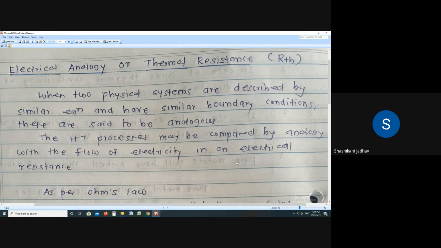Now compare these two physical systems. One is the electrical system and one is the heat transfer system. So current is similar to what? Current is flowing, heat is also flowing. So current is analogous to the rate of heat transfer. Similarly, current is flowing because of the potential difference, and heat transfer takes place because of the temperature difference. So potential difference is analogous to temperature difference. And resistance is analogous to what? Resistance is analogous to dx by k.